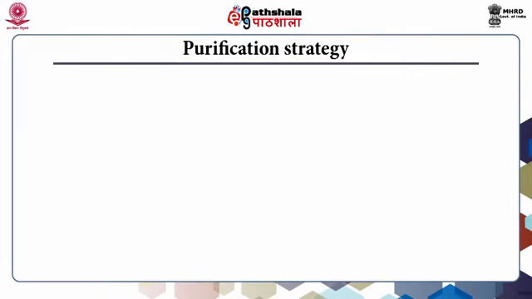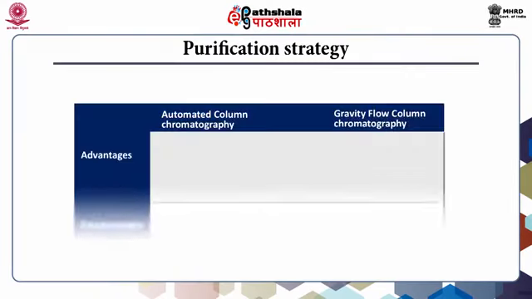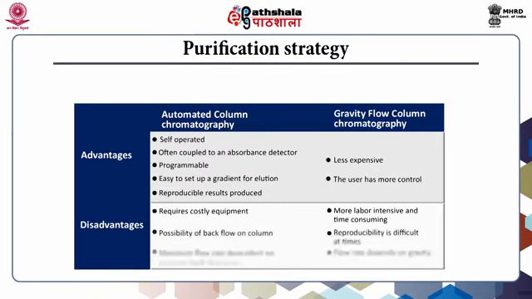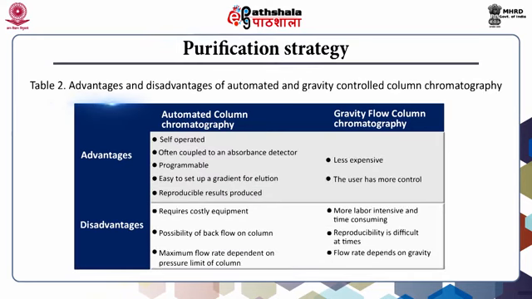Column chromatography can be performed with an automated system wherein a pump is used to pass solvent over a packed column as described earlier, or can be run by gravity flow, in which the solvent runs down the column due to the force of gravity. This table enumerates the major advantages and disadvantages of each system.